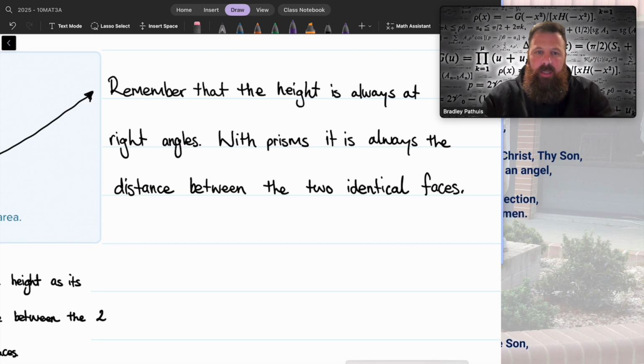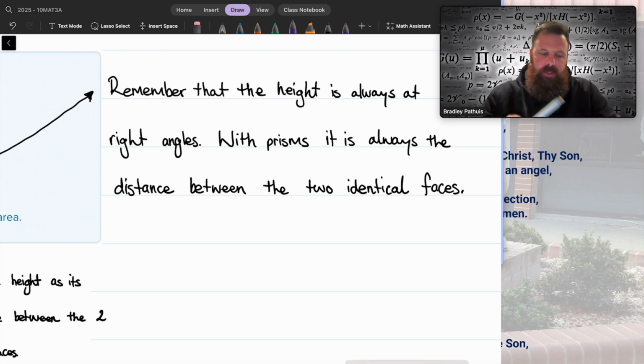We always say height is at right angles, but with prisms, the way they're made is that they're two identical shapes at the ends that have been stretched out. How far they've been stretched out, the distance between those two identical parts, is our height. So we need to identify what the base of the shape is: what shape did we start off with that we stretched in whatever direction? That shape is what we find the area of. And then finally, how far apart are those two shapes? We use that height to calculate our volume at the end.